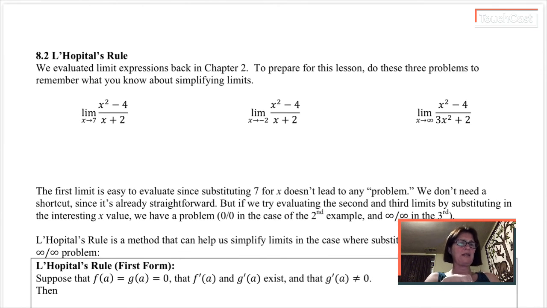We can't say what the limit is when we end up with 0 over 0 or infinity over infinity until we try some of the algebra techniques that we remember back from chapter 2. So, L'Hôpital's rule is a method that we can use. It's like a calculus/algebra method we can use to evaluate a limit if substitution yields an indeterminate form, either 0 over 0 or infinity over infinity.